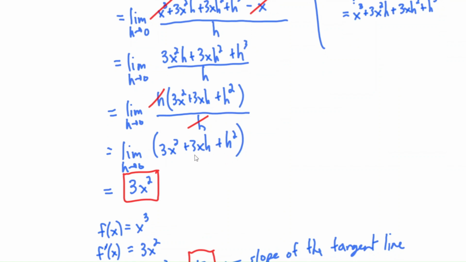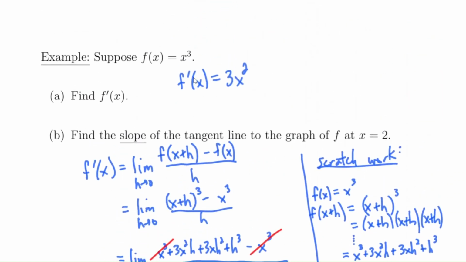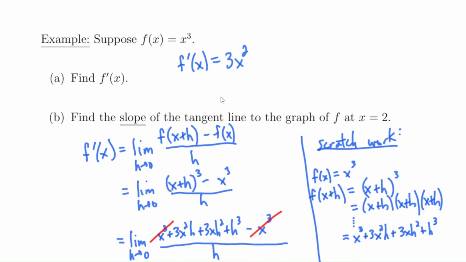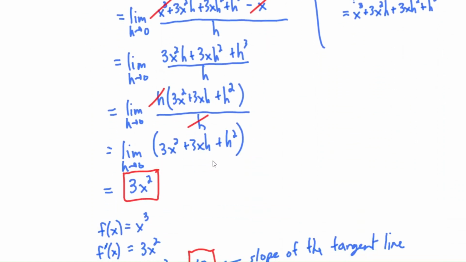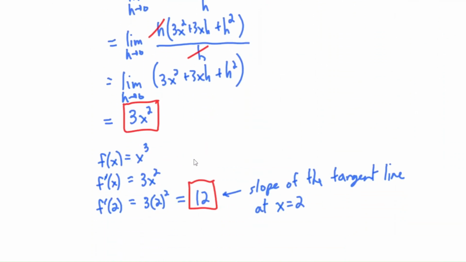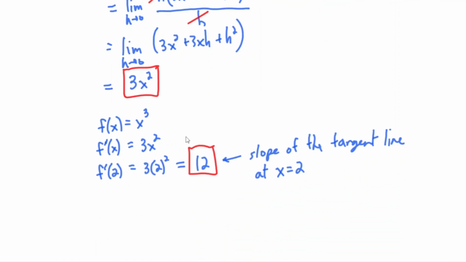When you plug in 0 for h, and again, we're plugging it in for h, not for x, this is 0, and you're just left with 3x squared. But again, you'll be able to know just immediately that the derivative of x cubed is 3x squared if you know the rules. So you can avoid all this painful work, right? I just wanted to show you all this work so you could see, man, that's a big pain. So it will be really nice once you know the rules.